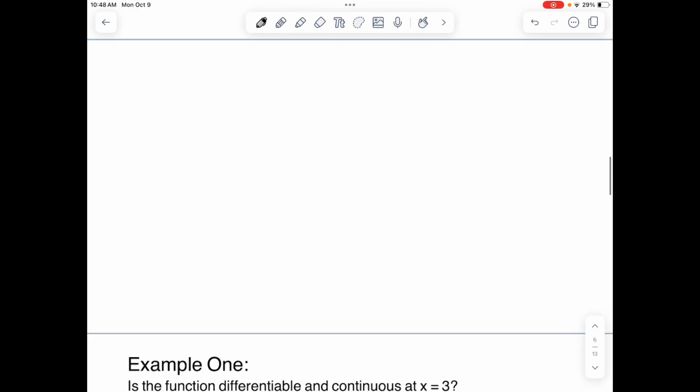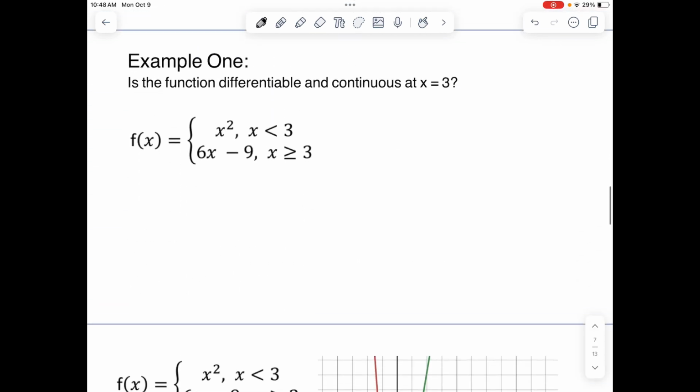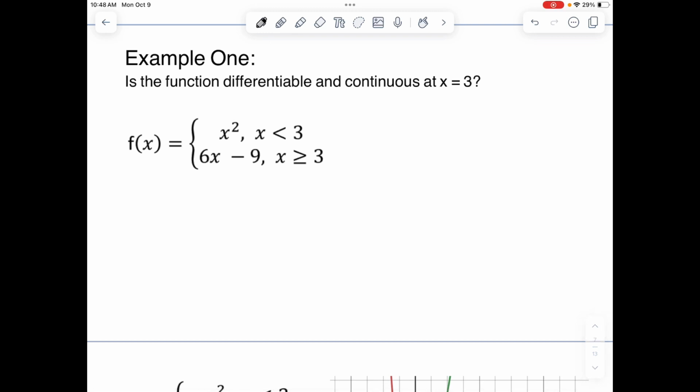So example 1: we're asked, is the function differentiable and continuous at x equals 3? The thing about differentiability is it's kind of like continuity. If you're working with x squared or 4x plus 3 or any polynomial, it's obvious that it's continuous because the domain of those functions is negative infinity to infinity. Differentiability works the same way. Those are very basic functions, there's nothing too crazy about them. If their domain is negative infinity to infinity, they're going to be differentiable.